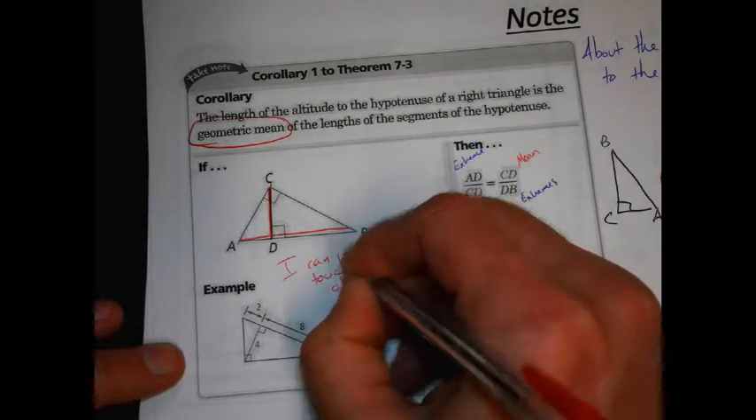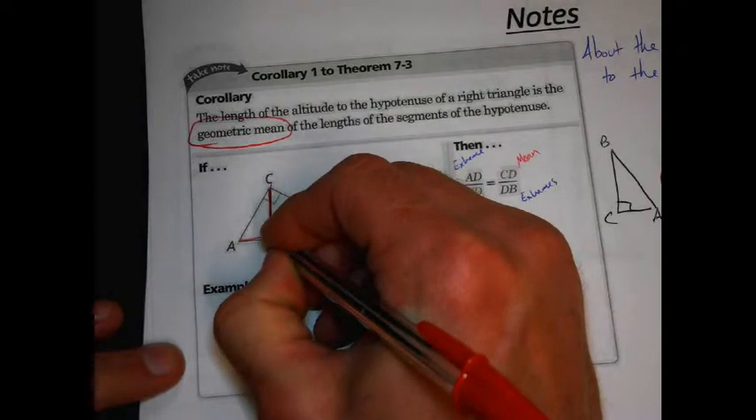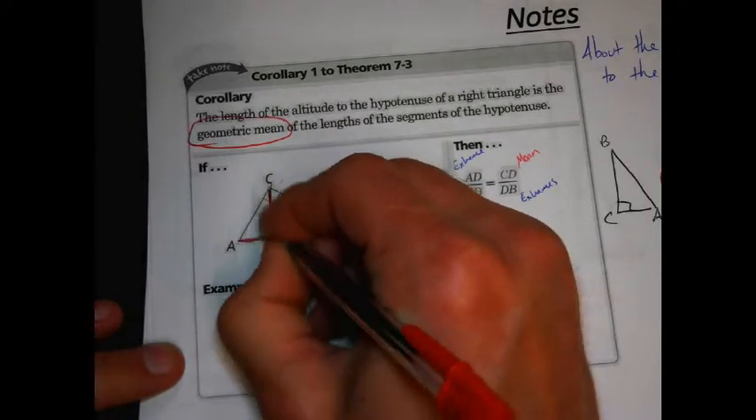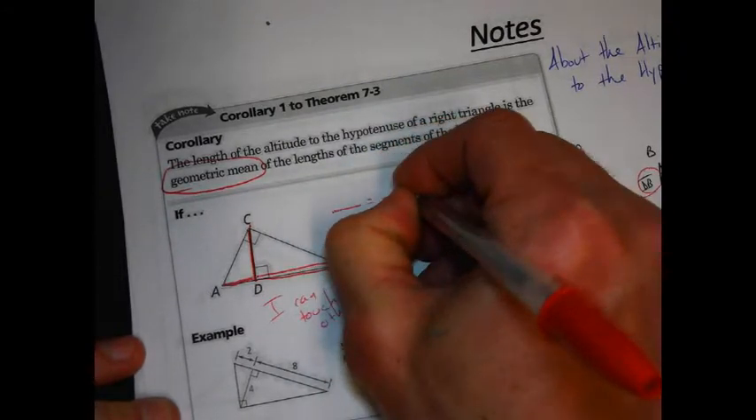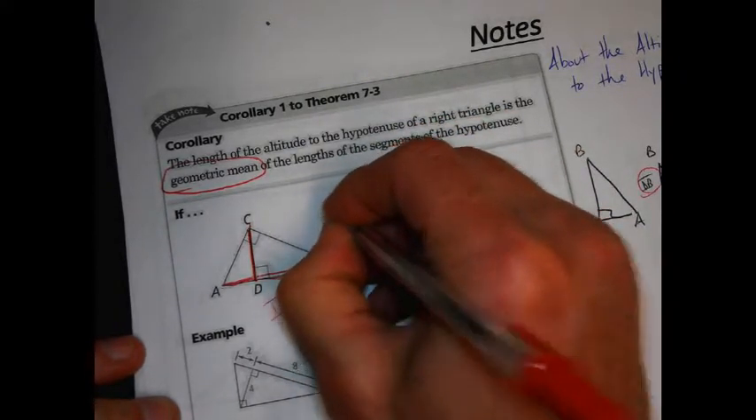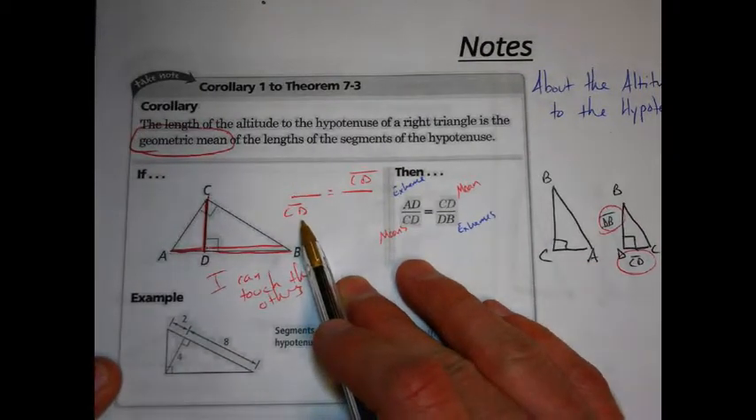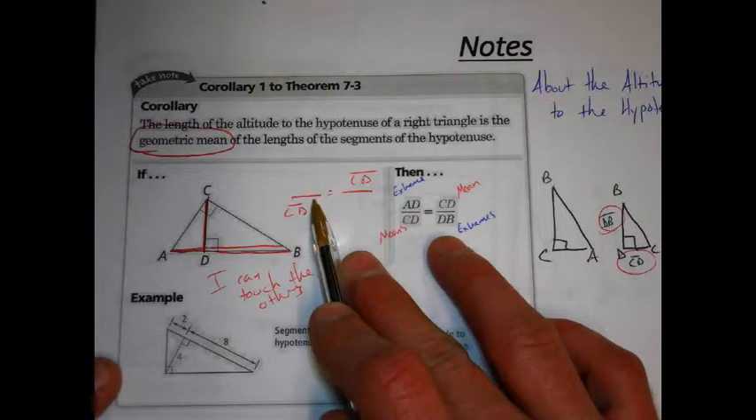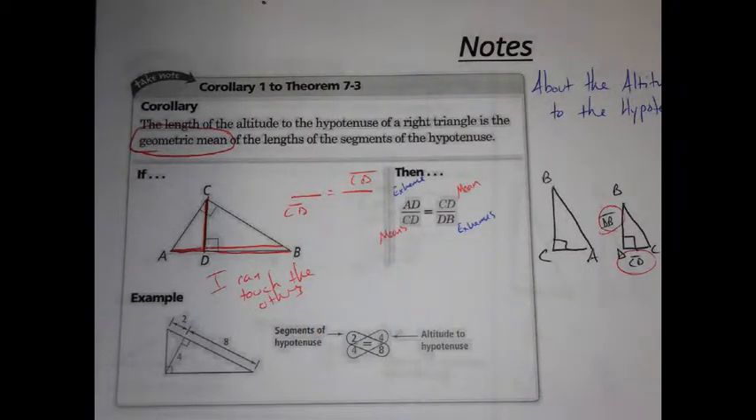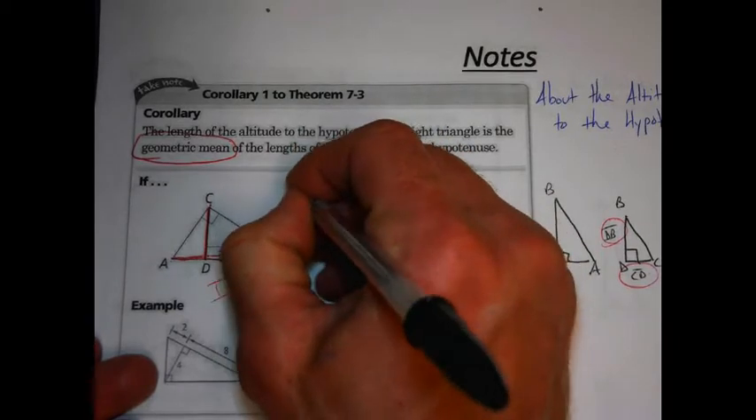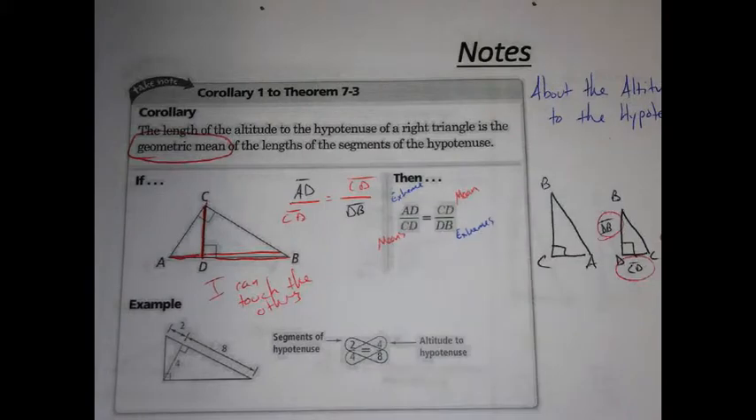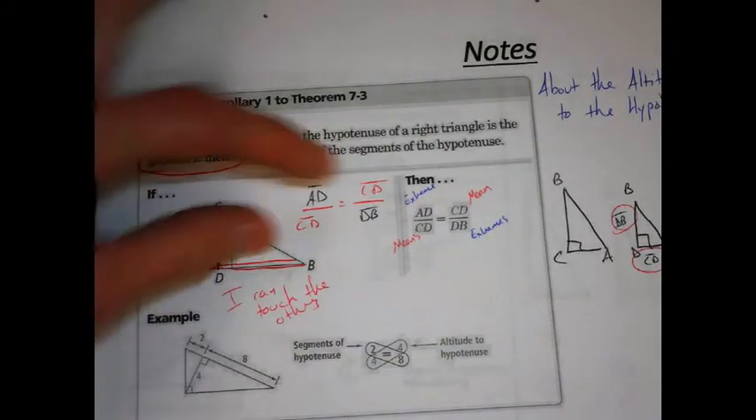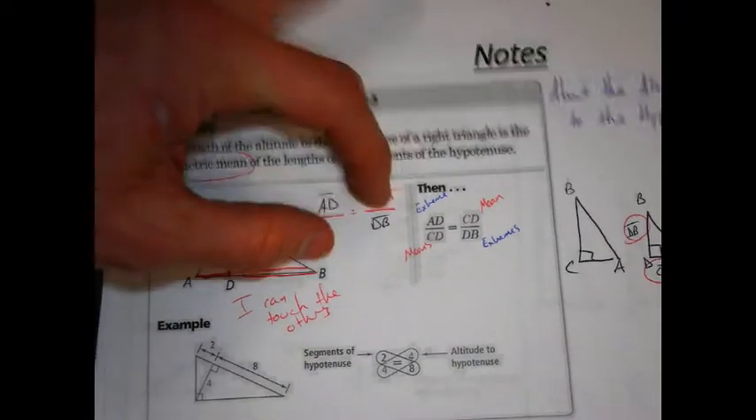Okay, so that means CD is related to AD, and CD is related to DB. Since I am making geometric means, I know where my CD is going to be. But what is it related to? It's related to AD and DB. So notice how we can get there with a little cheat. I can touch the others, and so I know my altitude is my mean.